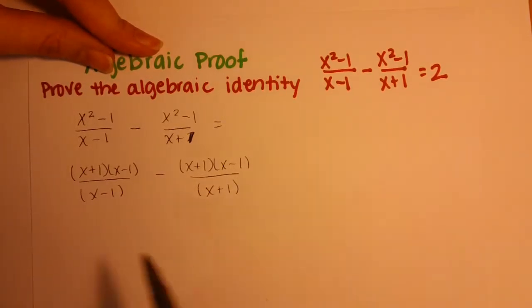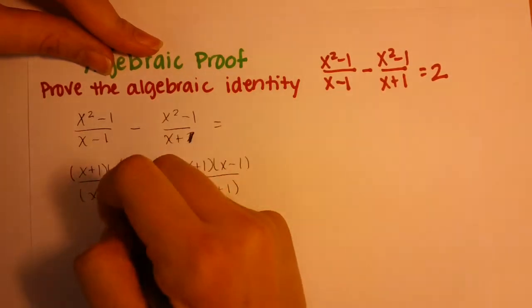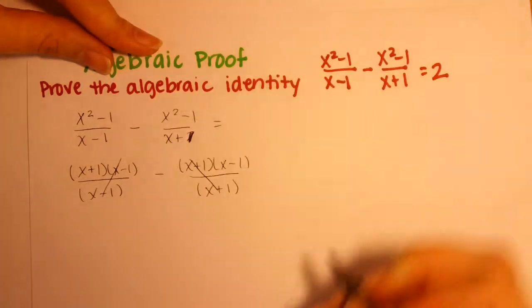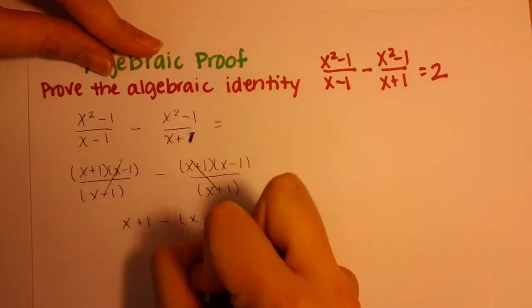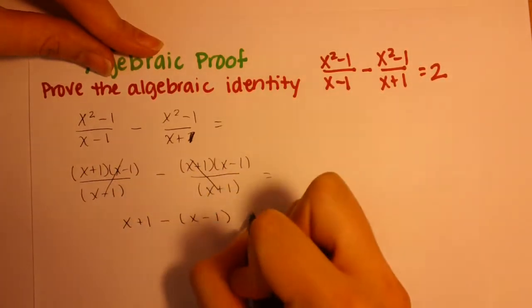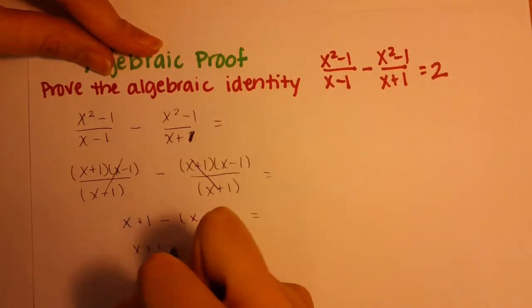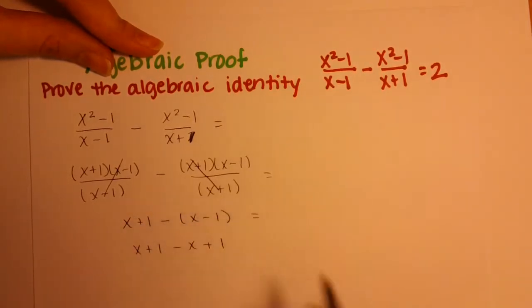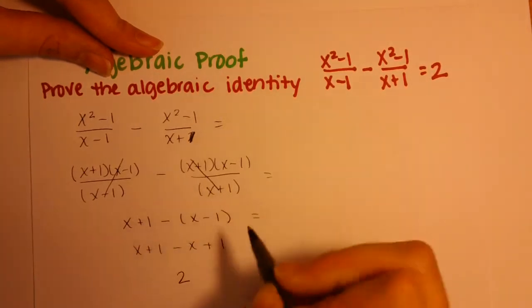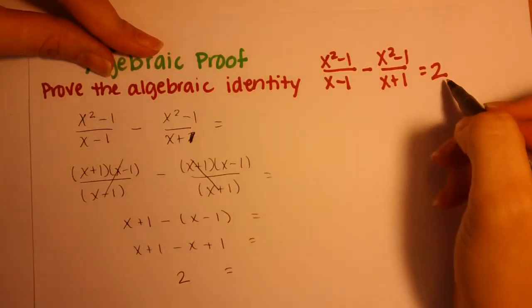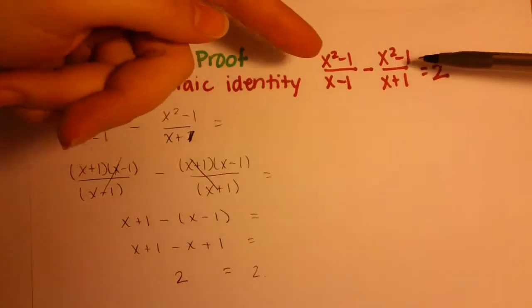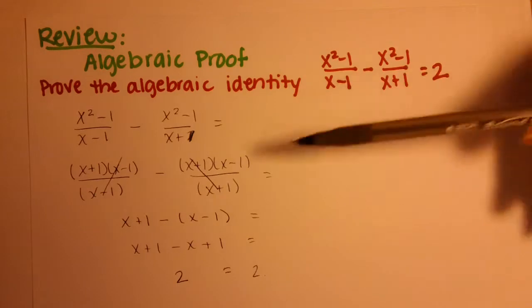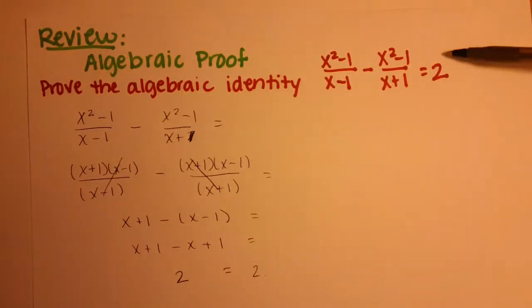So first, I can see I can cancel these out, I can cancel these out, and I'm left with x plus 1 minus x minus 1. Distribute that negative. x plus 1 minus x plus 1. My x's cancel, and I'm left with 2. Which equals the 2 that I was starting with. Okay, so I started with this side. I thought it was more complicated and I wanted to simplify it down to look like this.